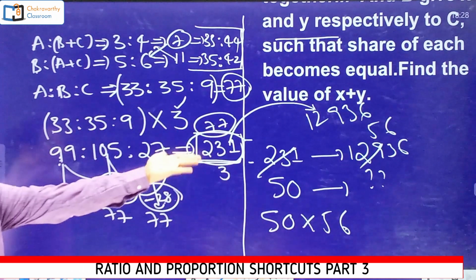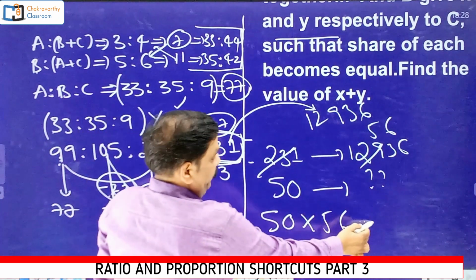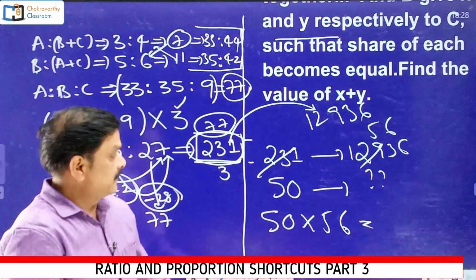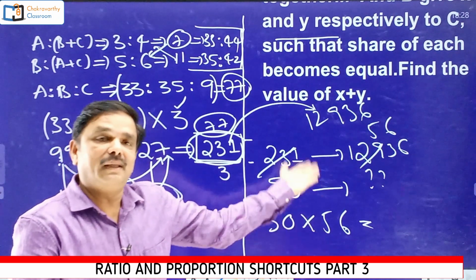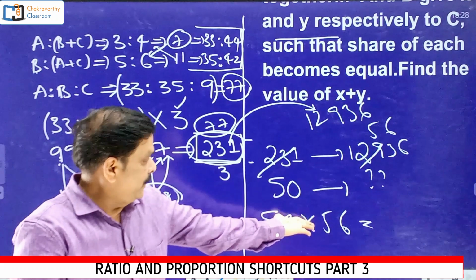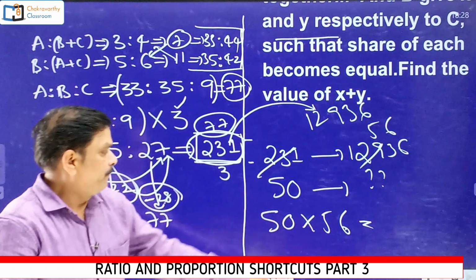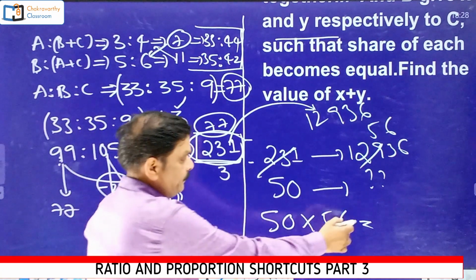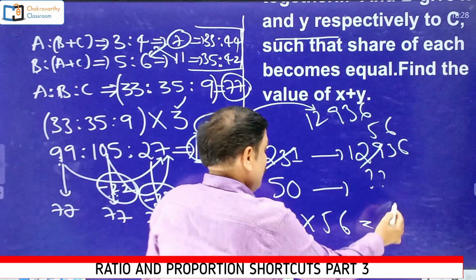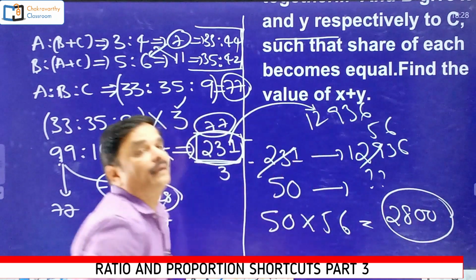Or you can go with the 3 table or 11 table. That's up to you. What is 50 into 56? You can do it in many ways. 50 times 56 means first you do 100 times 56, then divide it by 2. Or else 50 times 56 means first 56 times 5, then after that 0. Whatever you want, that is 5600 divided by 2 you do. This is 2 2s 4, 2 8s, 2800 is the right answer.